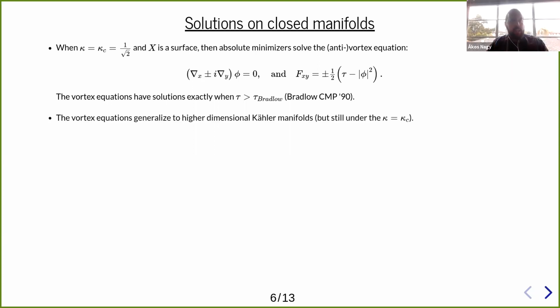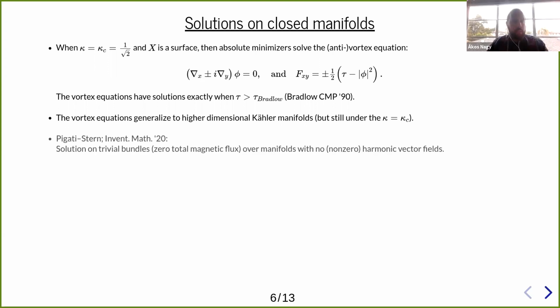I have to say that these generalize to higher dimensions when your manifold is Kähler. Kähler means that it's a complex manifold, so necessarily real dimension even, and there are extra structures too. I don't want to get into that too much. If you know, you know. If you don't, not important right now.